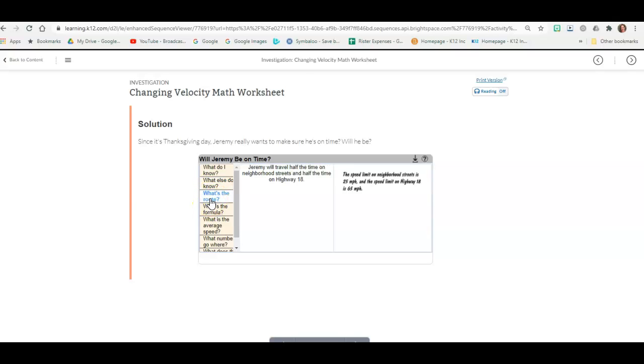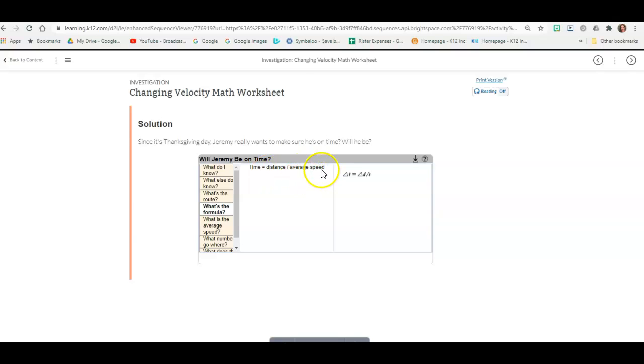We know the route is going to be in the neighborhood and on Highway 18. So there are 2 different factors there that we've got to figure in with speed limits. He can go 25 miles per hour in the neighborhood and 65 miles per hour on the highway. So the formula we've got to figure out: time is distance divided by his average speed.